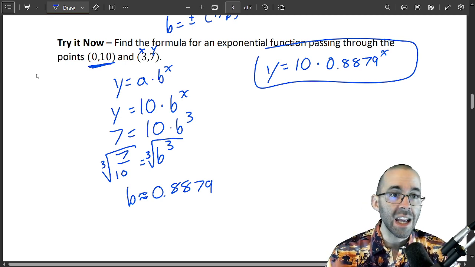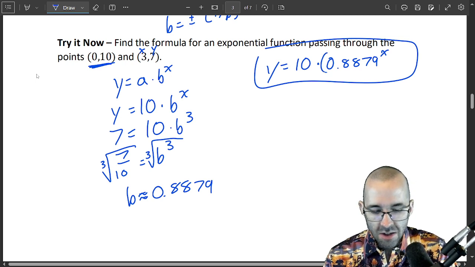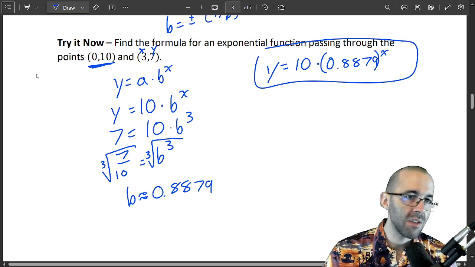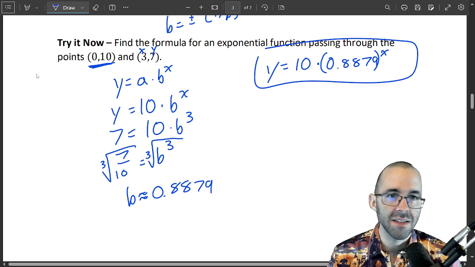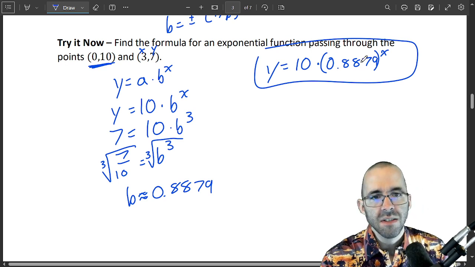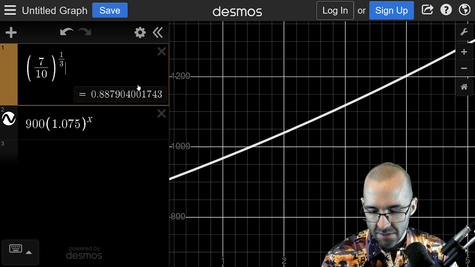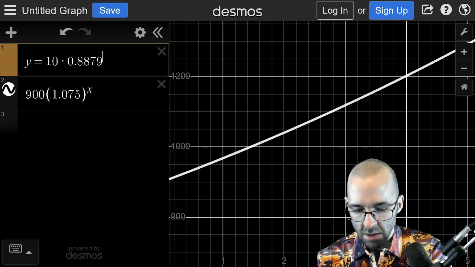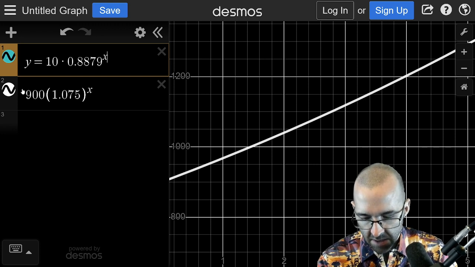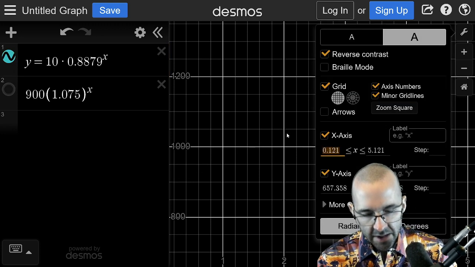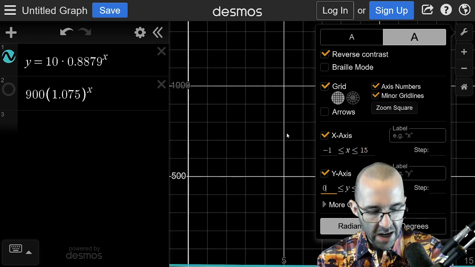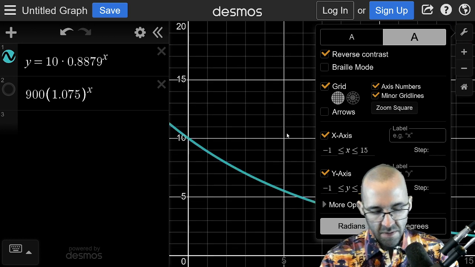And again, be very careful. We cannot combine these. It's good practice to put this in a parenthesis maybe. You see that the 10 really is separate from the x. And if we graph this, 10 times 0.8879 raised to the x, then let's look between -1 and maybe 15. In our y-axis, let's start at 0 and go to 20.